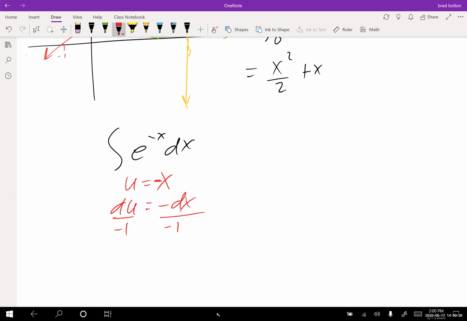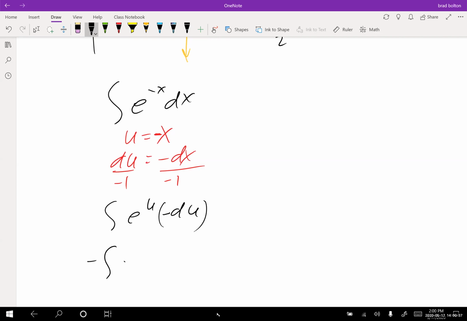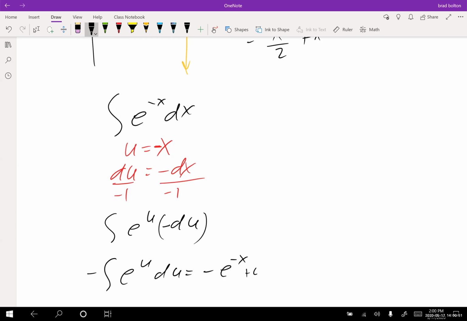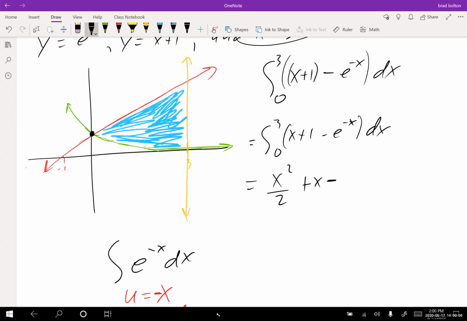By negative 1. So now we have the integral of e to the u times negative du, right? Now I can just move the negative out front, and this becomes e to the u du, which is just negative e to the negative x plus c, but in this case we have definite integrals, right? So e to the negative x plus c, and this is just like scratch work. So we're going to actually go that this is a negative e to the negative x, so we needed u substitution. So there's a negative in front, and then it's e to the negative x times negative 1. And then we're going from 0 to 3.